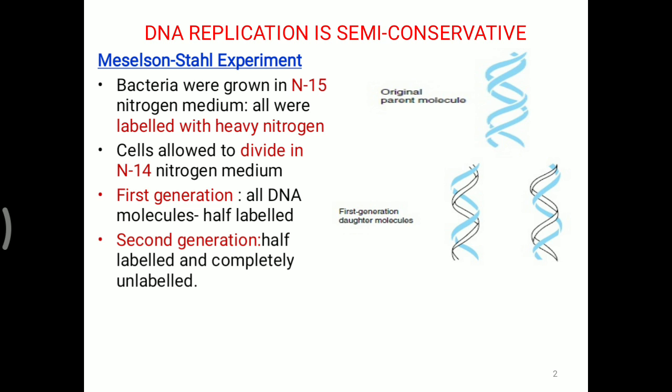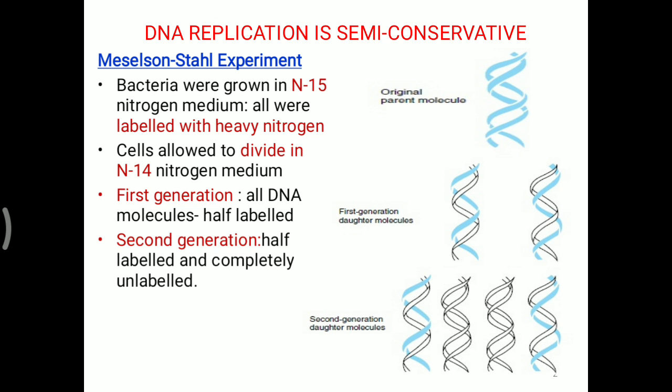So what happened is that one old strand of the DNA of the first generation remains, and again a new strand is synthesized with the help of N14 nitrogen. Every time, the new strand synthesized is complementary to the older strand. This shows the semi-conservative nature of DNA replication, and during replication the base pairing rule is maintained.